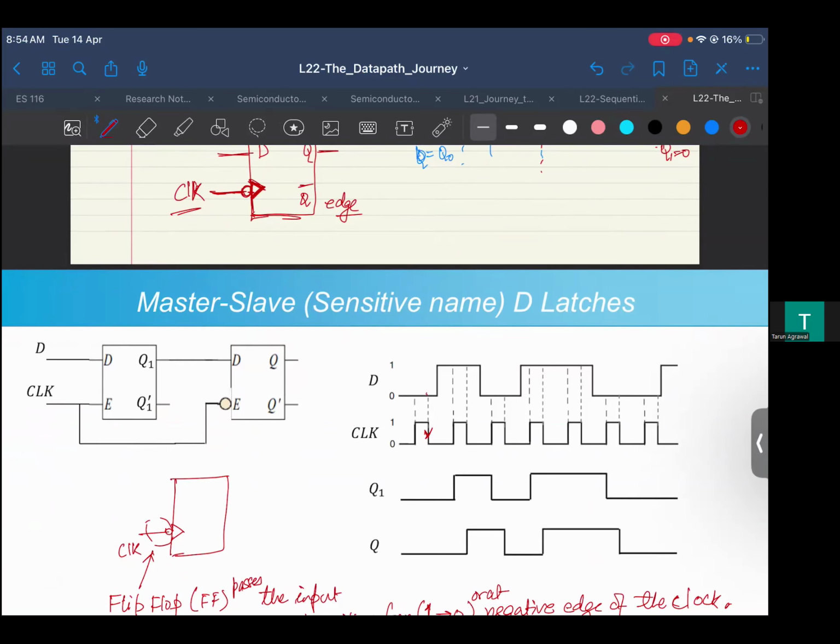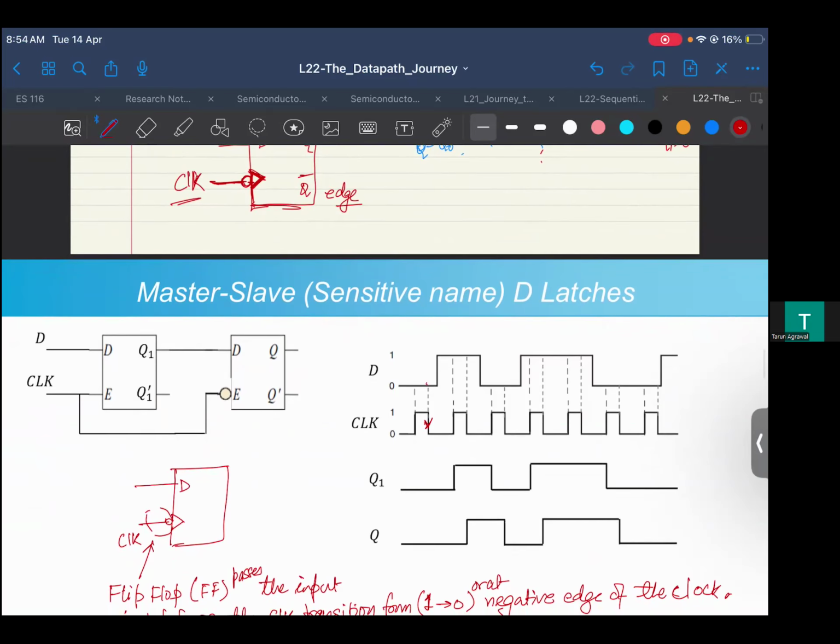Okay, so let's just look at Q. Because we have described this with Q now, there's no need for looking at Q1. So when negative edge D is 0, Q is 0, very good. It waits till the next negative edge. Next negative edge, D becomes 1, okay, it becomes 1. That is the thing. You have to just look at the negative edges.